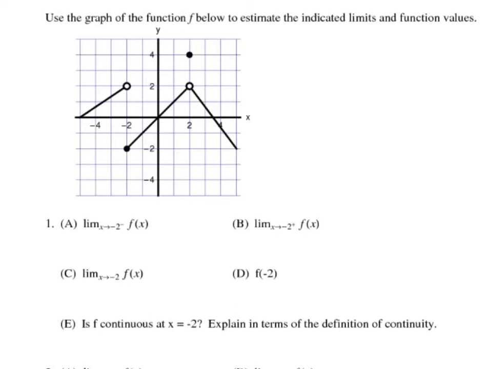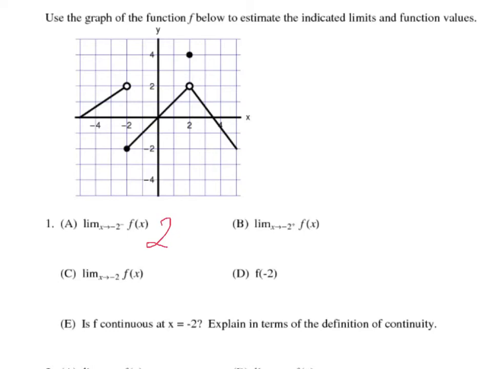Well, of course, approaching -2 from the negative side means we're coming from over here. So it's just saying what y value are we approaching? We're approaching a y value of 2. Remember, it doesn't have to actually touch, it's saying what does it approach. So we're approaching +2.